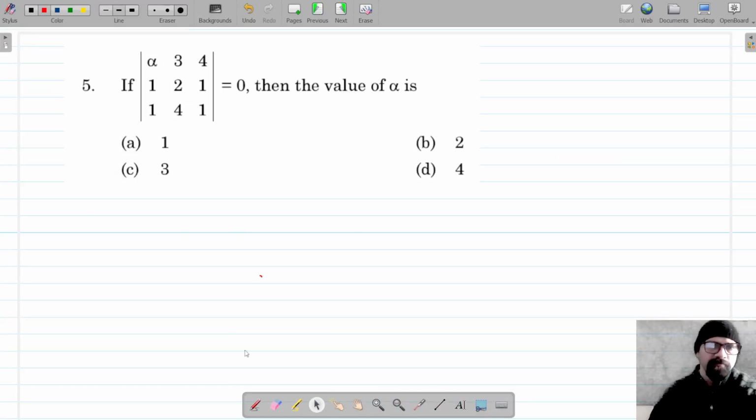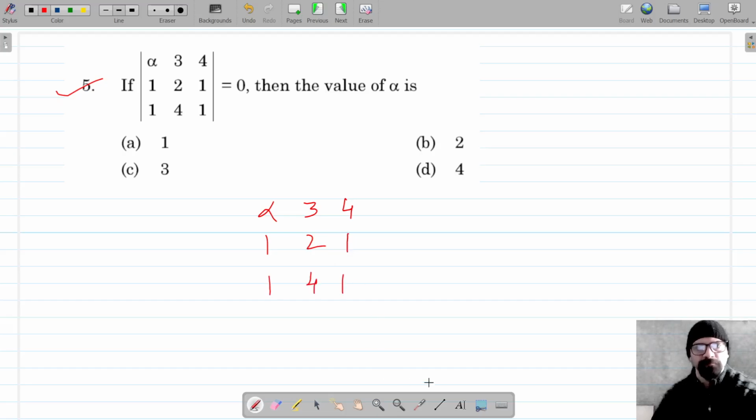Okay, for question number 5, it's given that the determinant of this matrix is equal to 0, then we have to find the value of alpha. So let's try to evaluate this. The determinant that is given to us is alpha 3 4, 1 2 1, and 1 4 1. So now this is equal to 0.